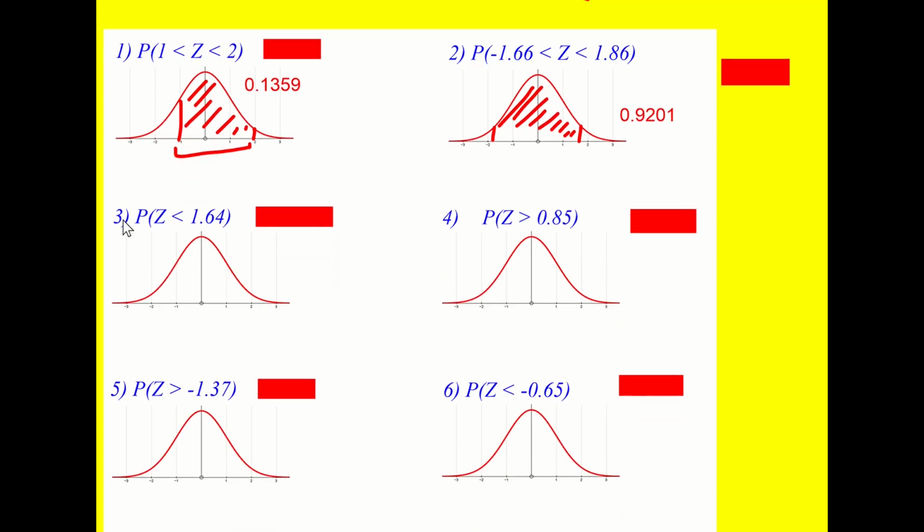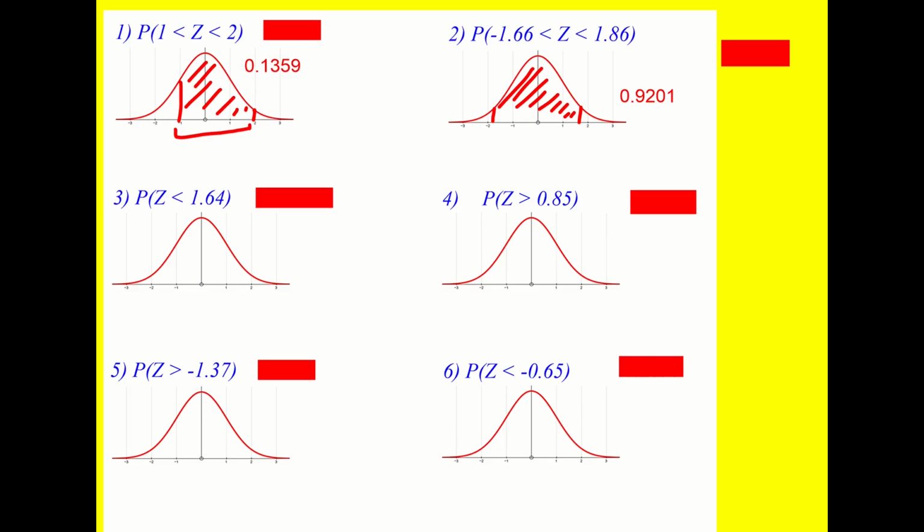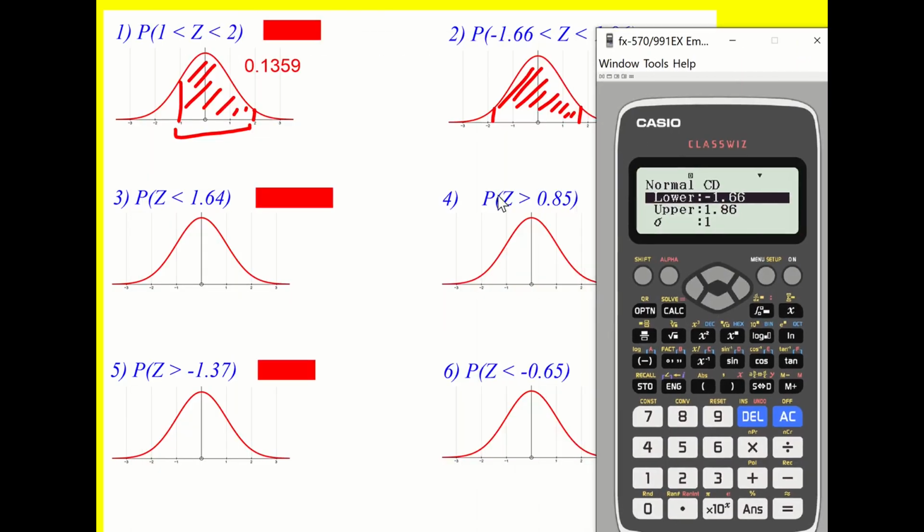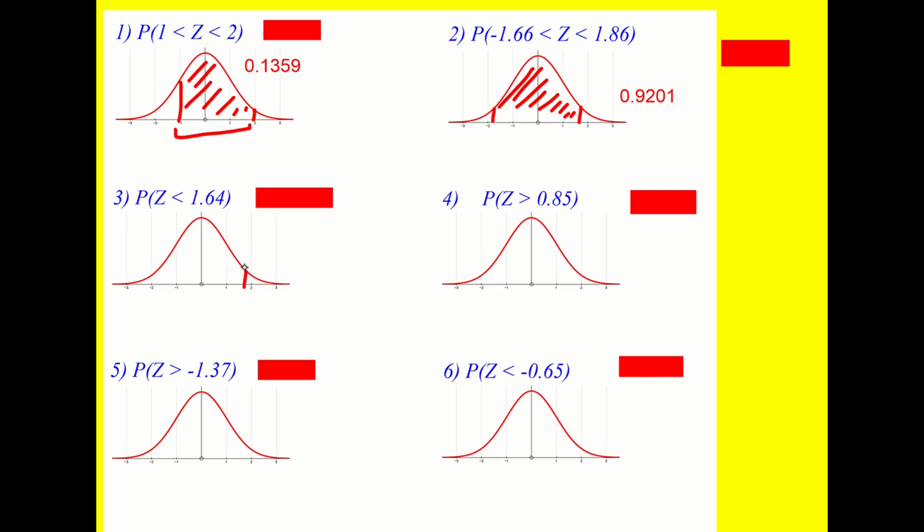All right, I'm going to talk about number 3, because it's a bit different, isn't it? Because this time I don't have a lower limit. And that's because there is no lower limit. It's actually going to go on from minus infinity. If I was to sketch it on my graph, then it is all of this. And you might even say that it is phi of 1.64.